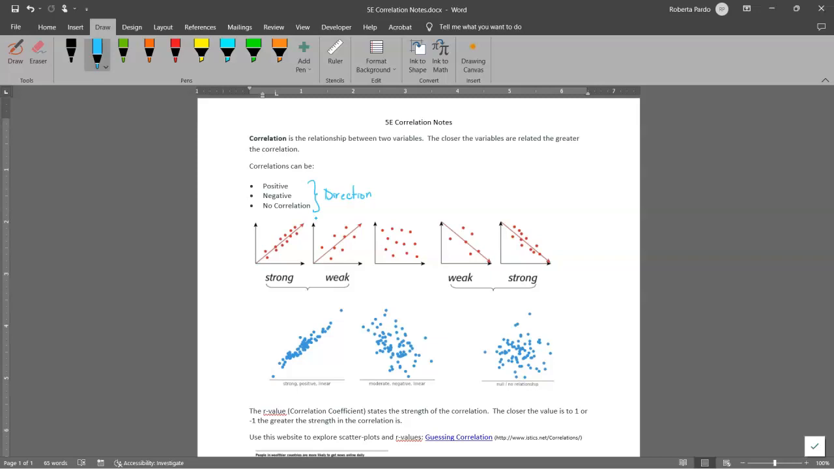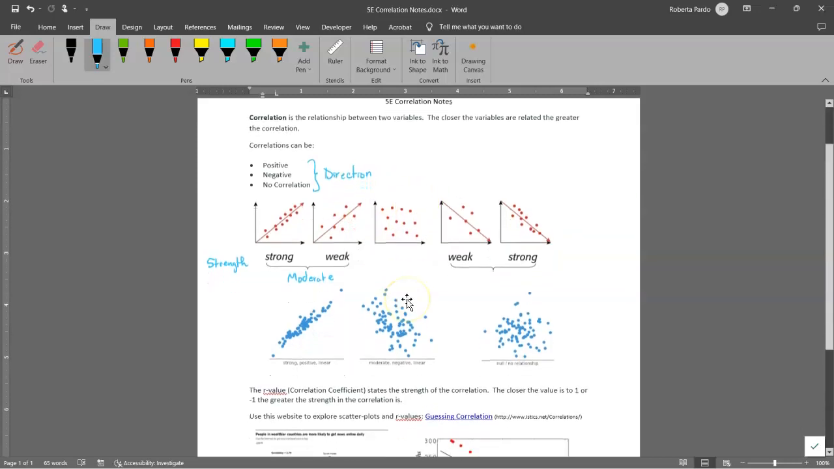And then the other thing that correlation tells us is the strength of the correlation. We can either have a strong correlation, a weak correlation, or in some cases we also call a moderate correlation. Okay, so someplace in the middle. And so in terms of direction of correlation, we're looking at the points themselves. Are they going in that upward direction? Are they going in a downward direction or no direction at all?